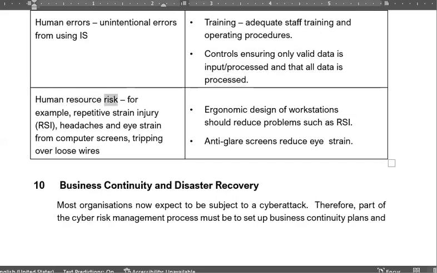Human resource risk, for example, repetitive strain injury, RSI, headaches and eye strain from computer screens, and tripping over loose wires. Ergonomic design of workstations should reduce problems such as RSI. Anti-glare screens reduce eye strain.